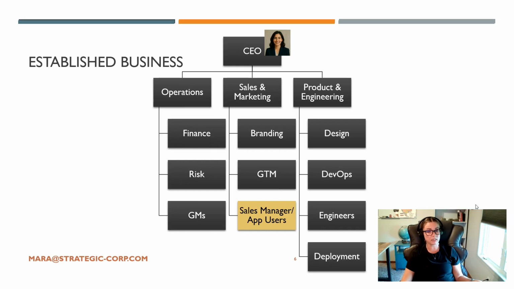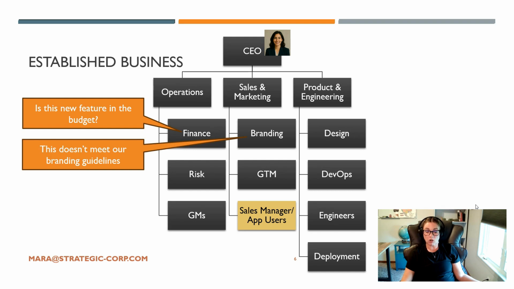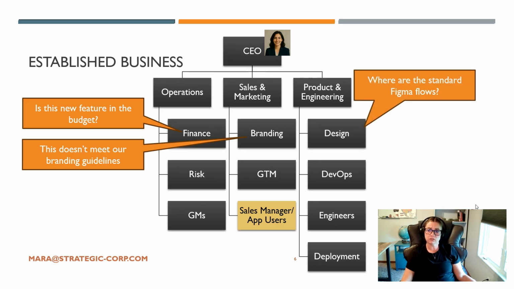When I'm in an established business, it becomes much more complex. So there are, on this illustrative org chart, operations, sales and marketing, product and engineering, and all of these stakeholders are probably going to have issues with my AI-enabled prototype if I did not let them know in advance. Finance, they're going to ask, is this new feature in the budget? Branding and marketing, they're not going to be happy. This doesn't meet our branding guidelines. Design is going to ask you, where are the standard Figma flows for this application?